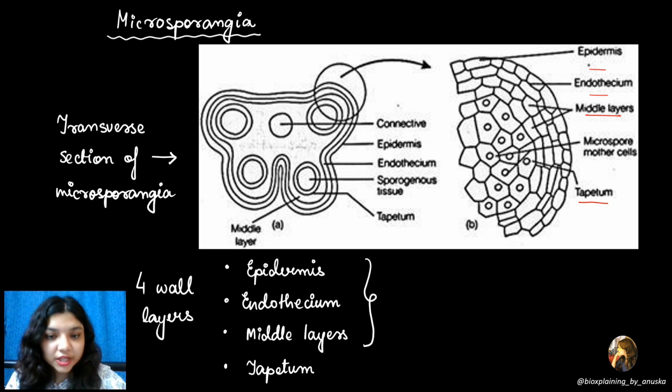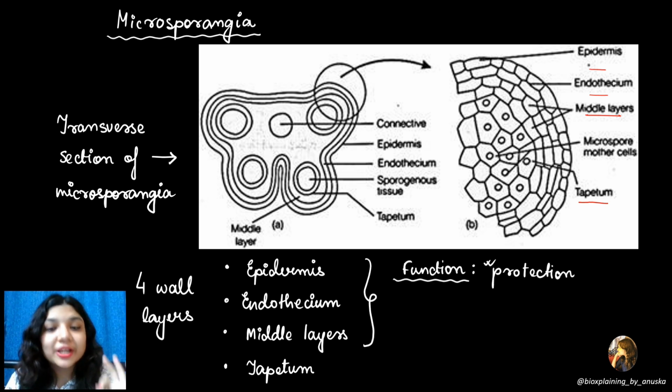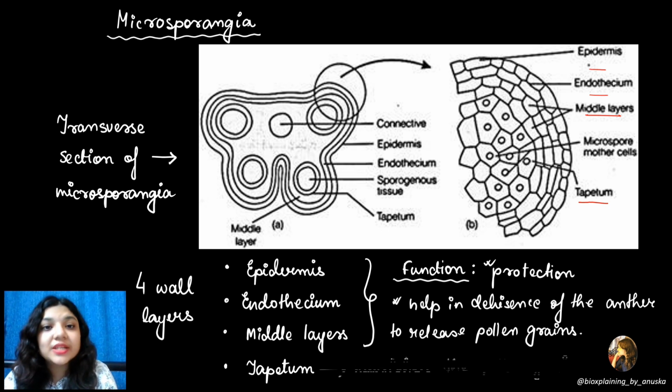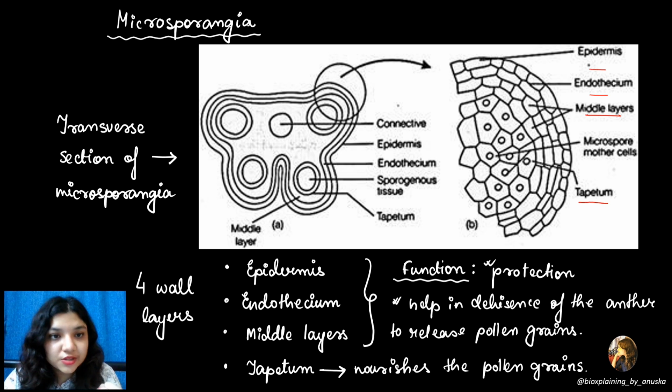The first 3, their major function is protection. They also have another function. What is it? They'll help in the dehiscence of the anther. That means they'll help the anther to open and let the pollen grains be released. While the innermost layer that we have, which is the tapetum, its function is to nourish the developing pollen grains, right?